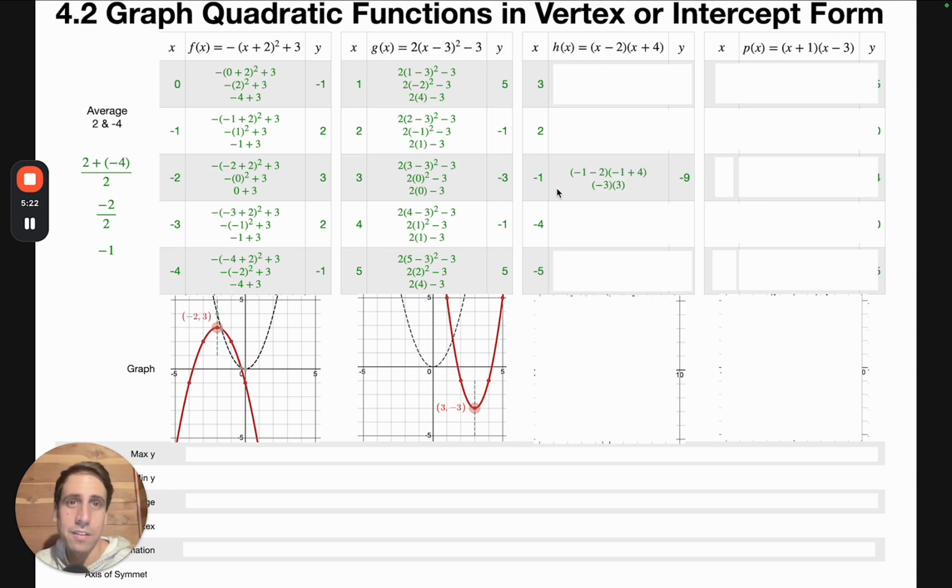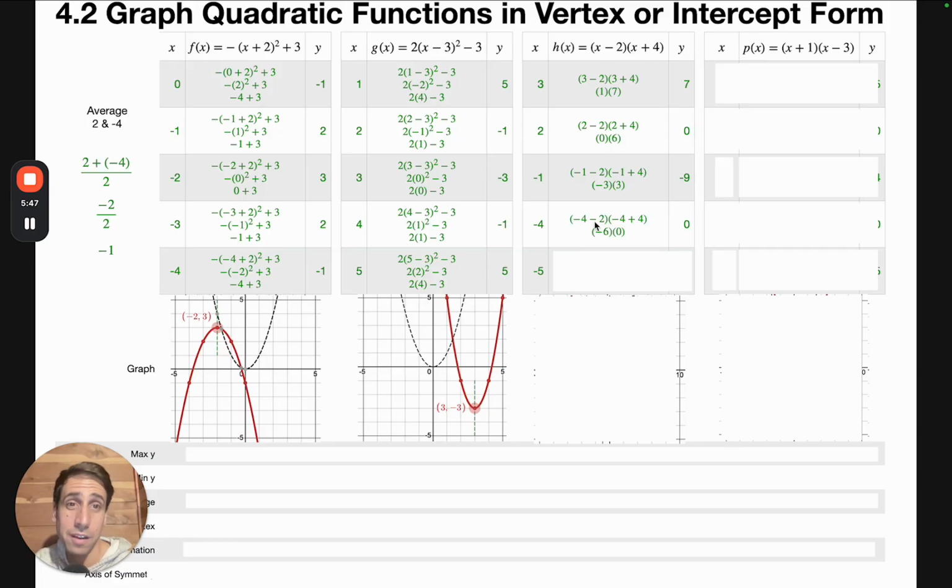Substituting, we get -1 minus 2 is -3, and -1 plus 4 is +3. So -3 times 3 is -9. Put 2 in, you get 2 minus 2, which is 0, and then 2 plus 4 is 6. And 0 times anything is going to be 0. Then 3: 3 minus 2 is 1, 3 plus 4 is 7. Multiply, you get 7.